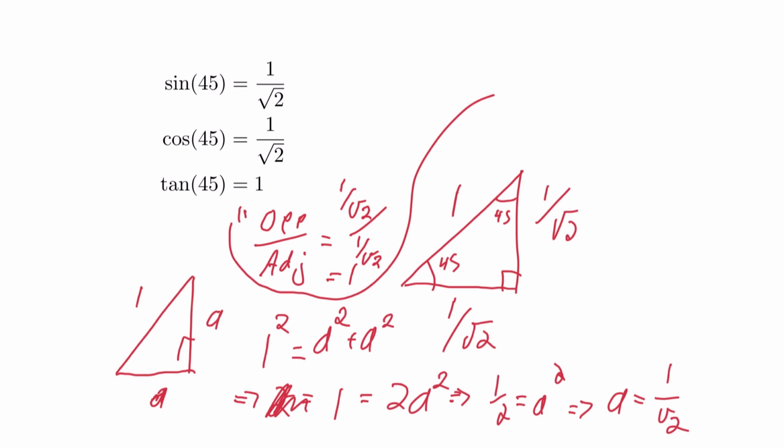So the 30-60-90 triangle and the isosceles right triangle, 45-45-90. These are the special triangles that it's very helpful to understand before doing anything kind of cool with your calculator.